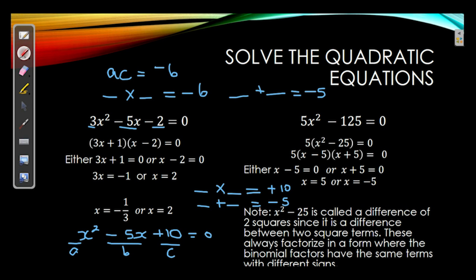The only pairs of factors that can give us a product of positive 10 would be either 1 by 10 or 2 by 5. And immediately you can see that using either of those pairs will not be able to give us a sum that will give us -5. So an example of a quadratic that you may have to use the quadratic formula on will be one like this.